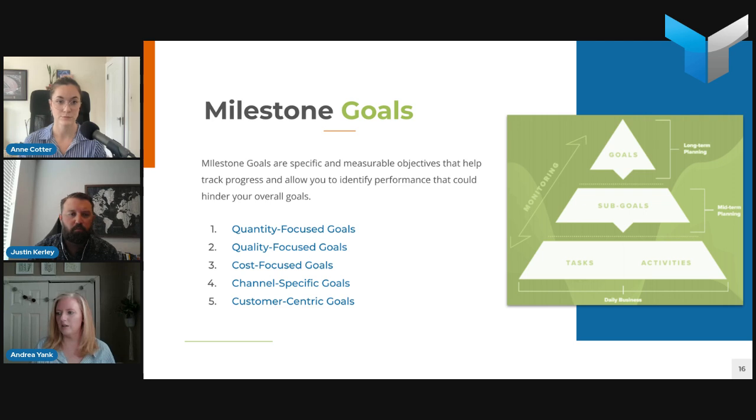So a few different types of those milestone goals or sub goals. Quantity focused: increasing the number of website visitors by 30% in the next quarter through SEO and PPC campaigns. Again, that could be even more specific than that, but quantity is the focus of that goal. Quality focused goals: improve lead quality by 25% by implementing a lead scoring system. Again, make that a little more actionable, but that could be your sub goal. Cost-focused goals: lower my cost per acquisition by 20% for my PPC campaigns. Again, that is going to lead into your final ROI goal.